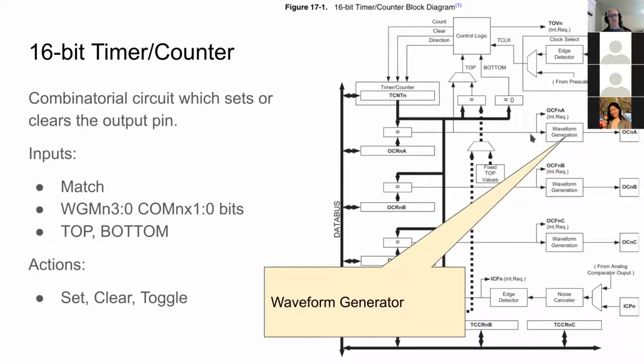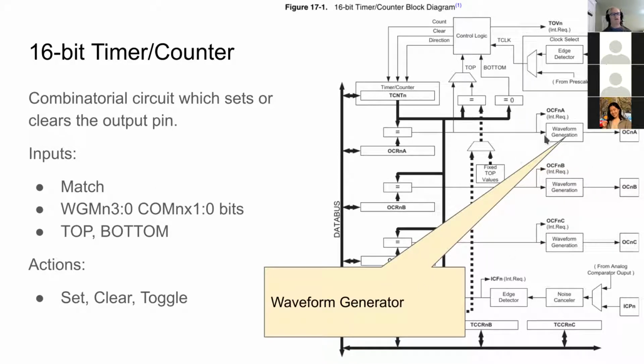This is a thing called the waveform generator, where there's one for each output compare channel. It sounds very fancy. It's actually much simpler. It's really just sort of a D flip-flop and a little bit of logic. So it doesn't have the ability to generate fancy waveforms, which would be ultra cool if it did. It really just is a generalized way to set 1 or 0 on the output when these events occur.